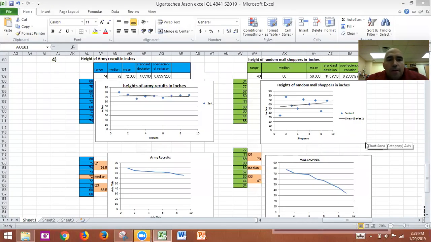And here we have the height of Army recruits in inches, and also the height of random mall shoppers in inches. The correlation between the two shows that the closer the height of the recruits, the tighter the points on the scatter plot. The coefficient of deviation is expressed as a percentage and is the measure of distance of data points around the mean.